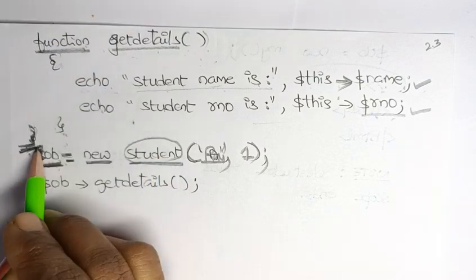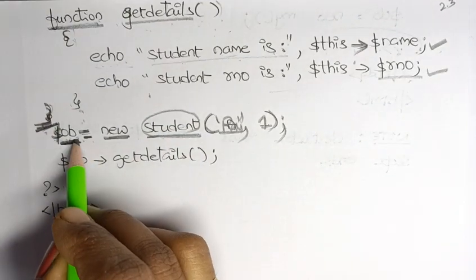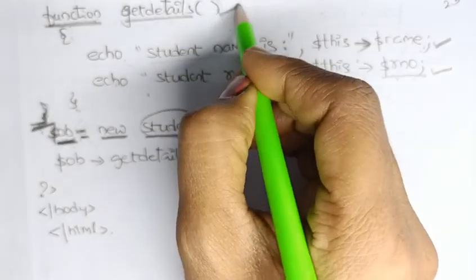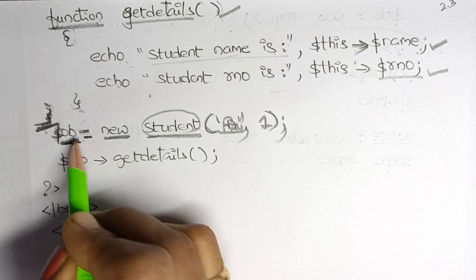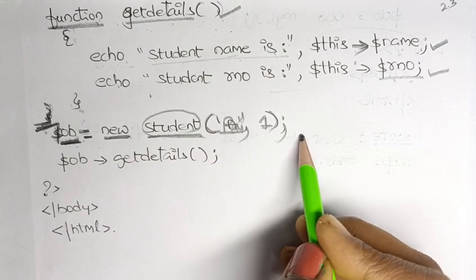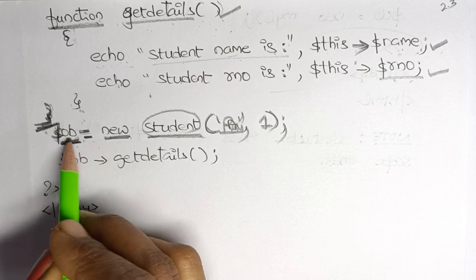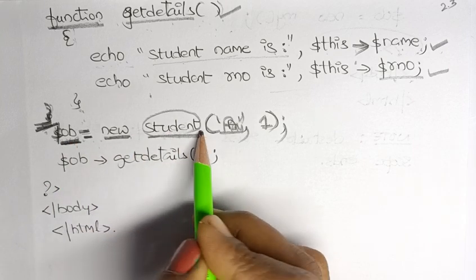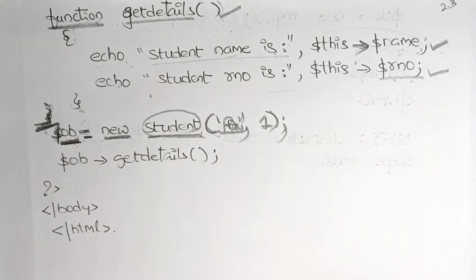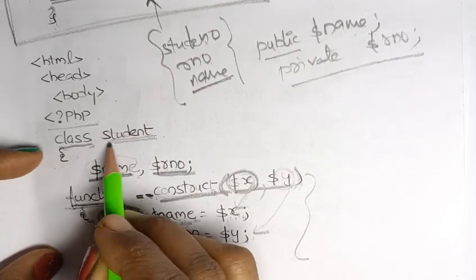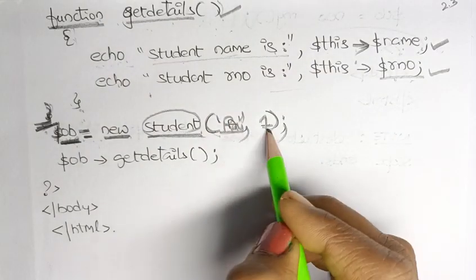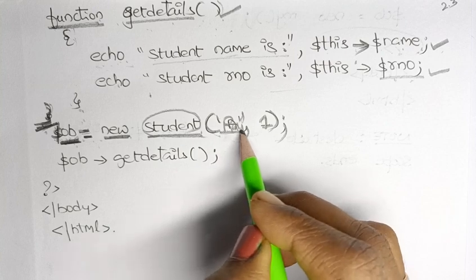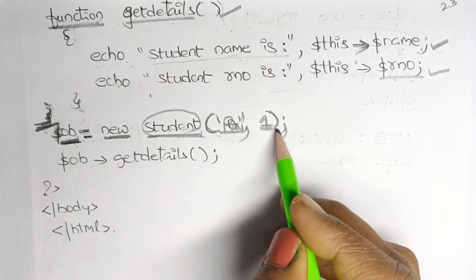Next the function is closed. Next the class is closed. Now I want to create an object for the class to access these functions. So here, whenever you create an object for the class, the constructor is called automatically. So here $ob is equal to new class name, with parentheses you need to use. Here we pass the name and roll number. For the name I am passing Ravi and for the roll number I am passing 1.